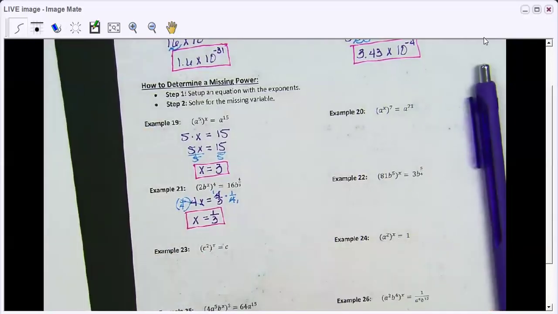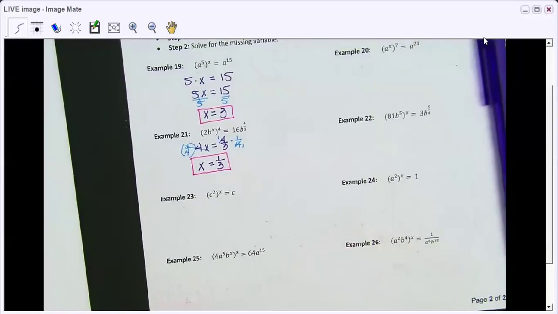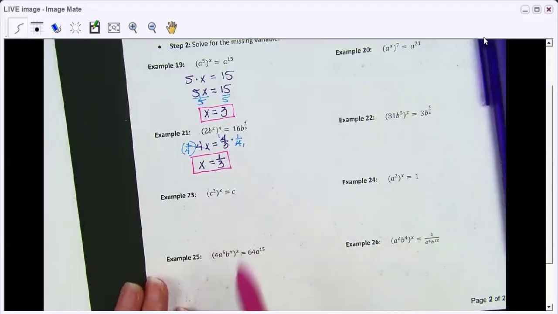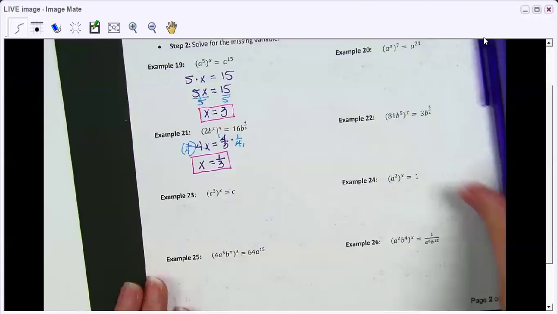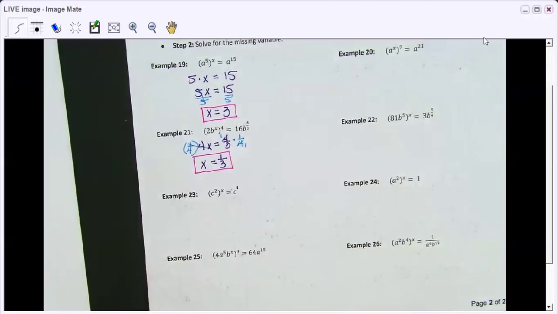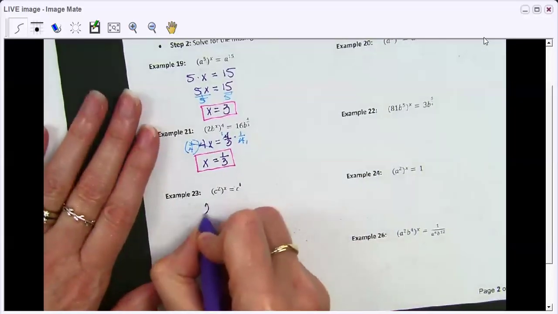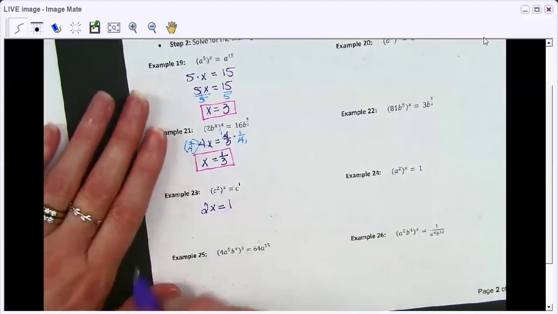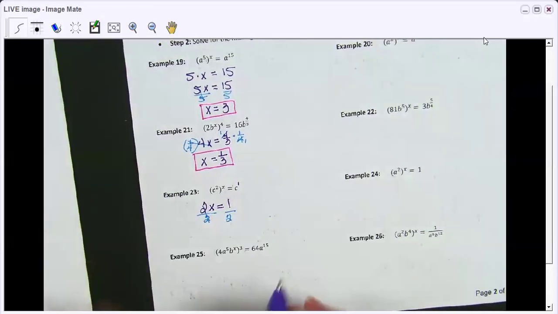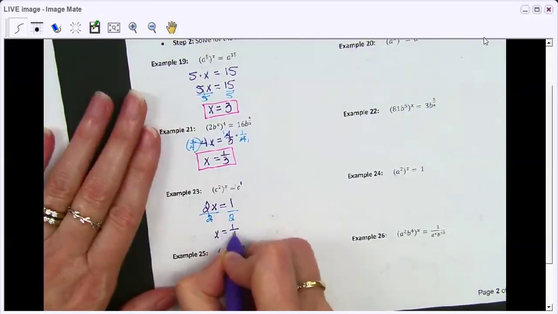All right, let's go down to example 23. Okay, this one's interesting. What is the exponent on this c right here? It's 1. So basically, we're figuring out 2 times what number gives us 1? Yep, it's 1/2. So you divide both sides by 2, and x is 1/2.